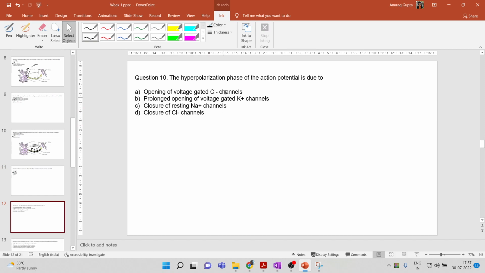The hyperpolarization phase of the action potential is due to. Okay, so this is an interesting question. If you understood the conduction curves of the sodium and potassium, then you will understand this question. So you can respond. What is the answer? A, opening of voltage gated chlorine channels, B, prolonged opening of voltage gated potassium channels, C, closure of resting sodium channels, or D, closure of chlorine channels. So let's hear it. What is the answer?